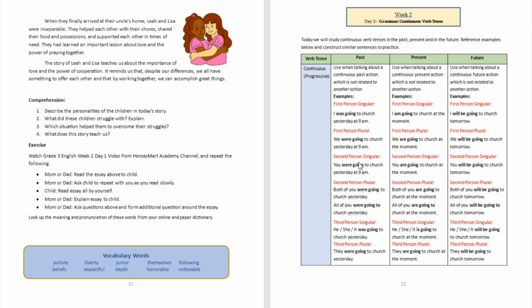I believe you were. Now second person singular, that's going to be you talking about another person right now. What another person did yesterday. Alright, and that person has to be just one person. So you were going to church yesterday at 9 a.m. Right? Second person plural is going to be both of you were going to church yesterday, talking to just two people.